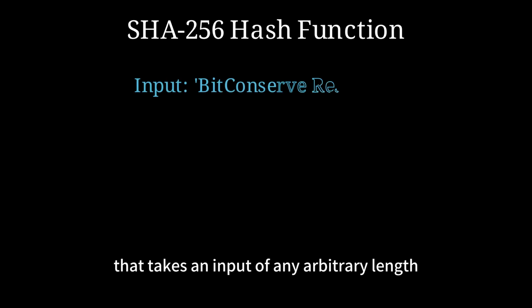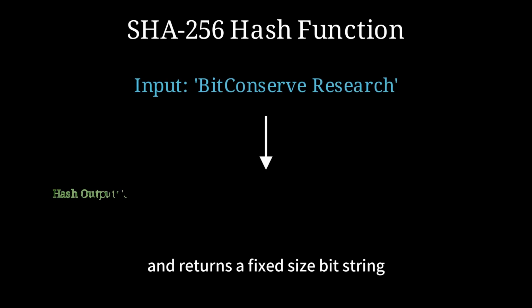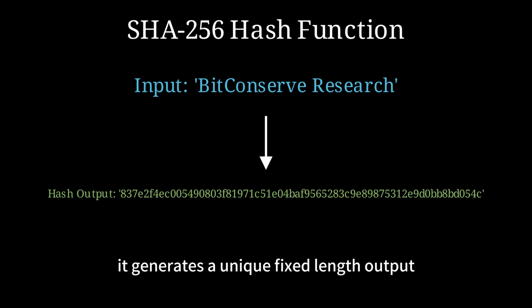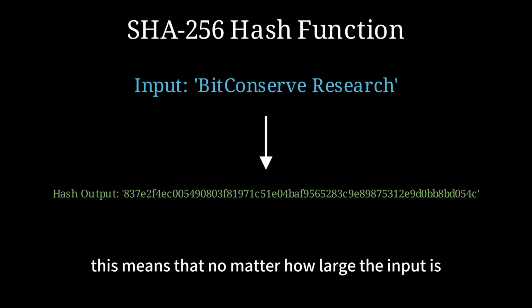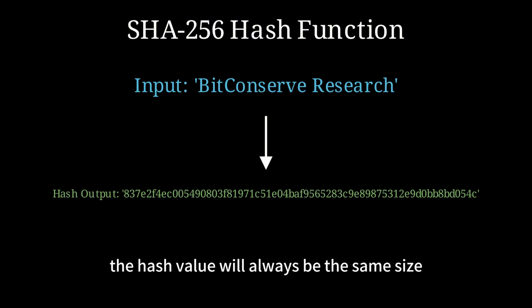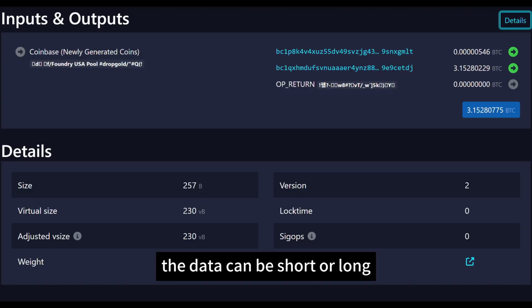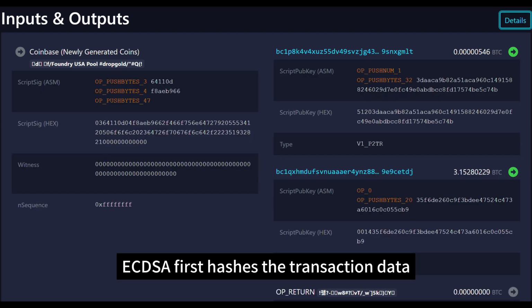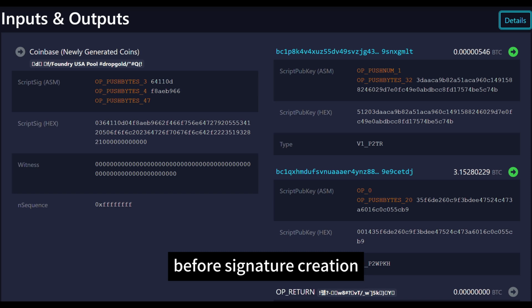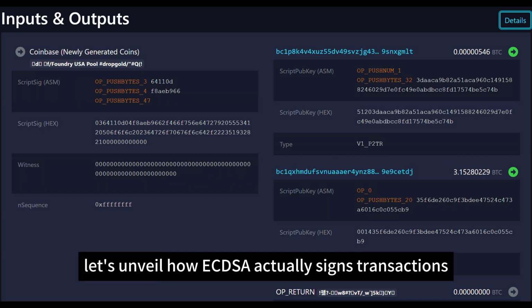Hashing is a process that takes an input of any arbitrary length and returns a fixed size bit string. It generates a unique fixed length output, regardless of the size of the input. This means that no matter how large the input is, the hash value will always be the same size. In Bitcoin transactions, which are created by users, the data can be short or long. This makes signing difficult. To fix this, ECDSA first hashes the transaction data before signature creation. Now that we've set the stage, let's unveil how ECDSA actually signs transactions.